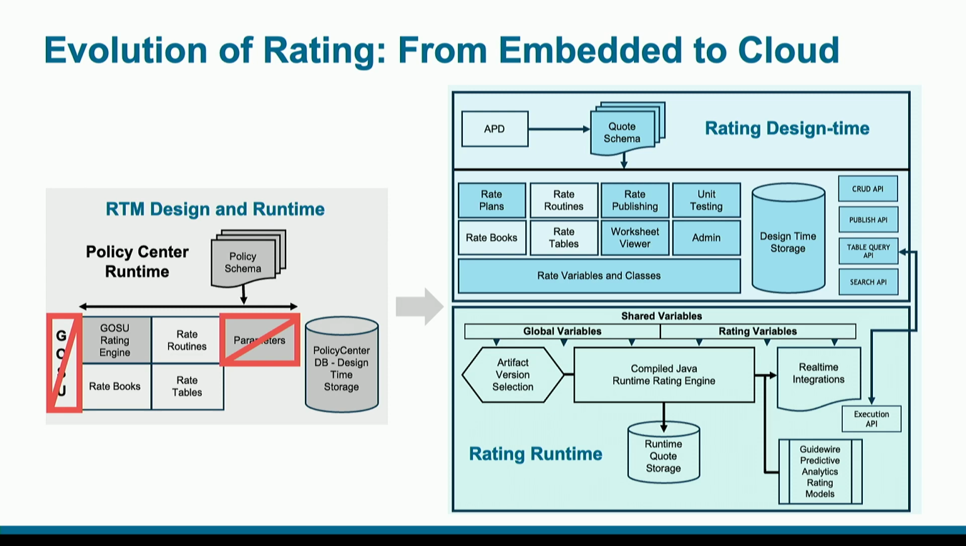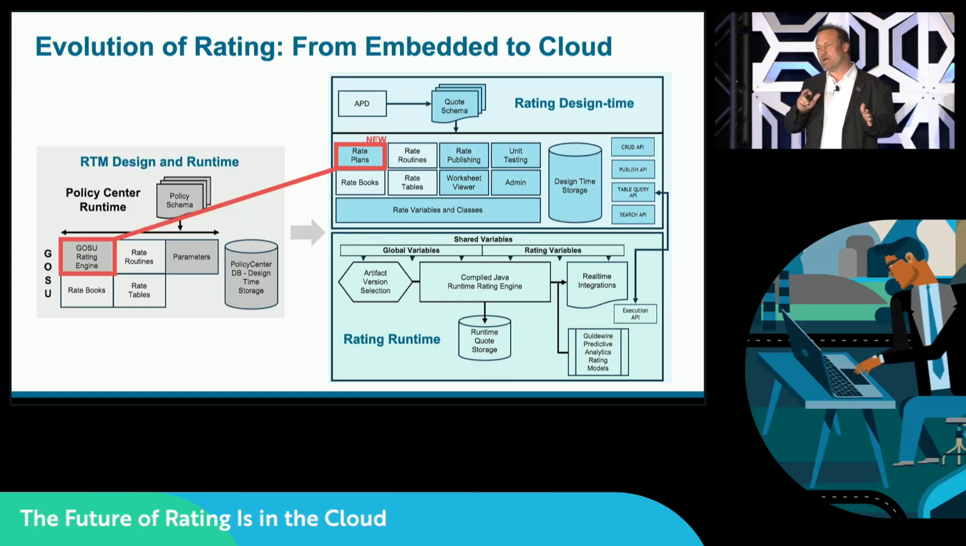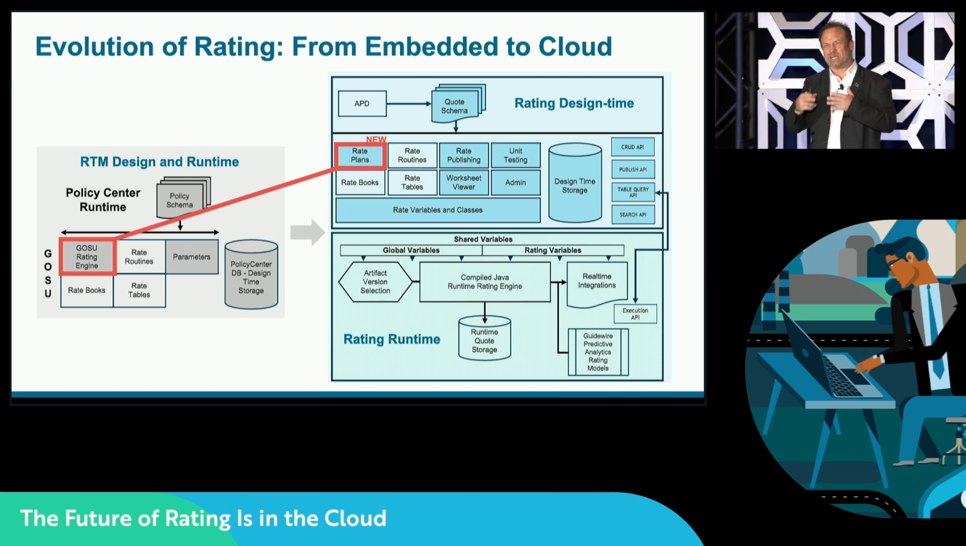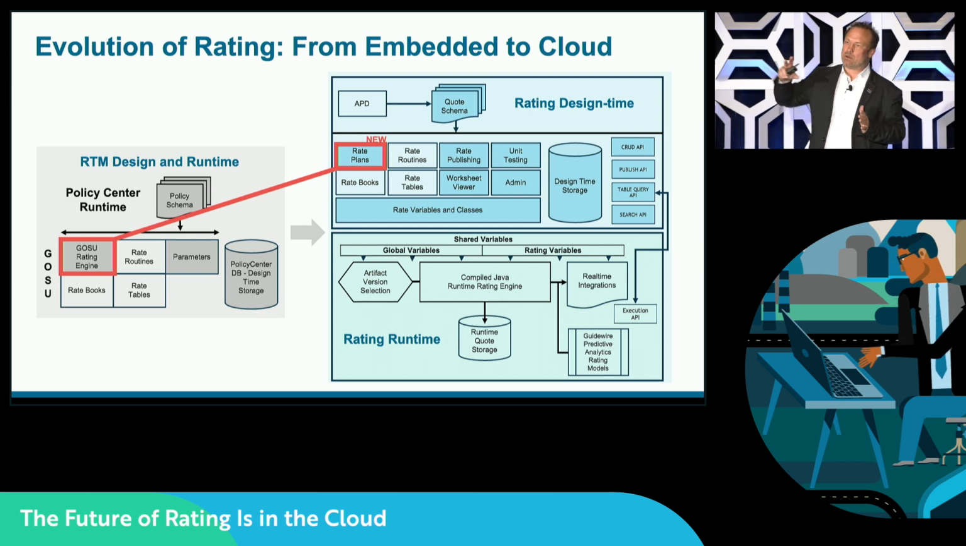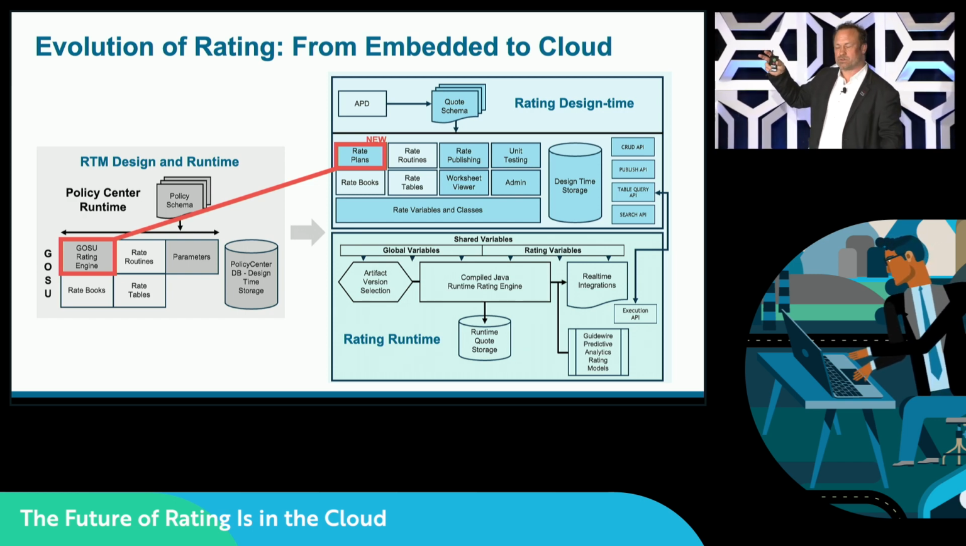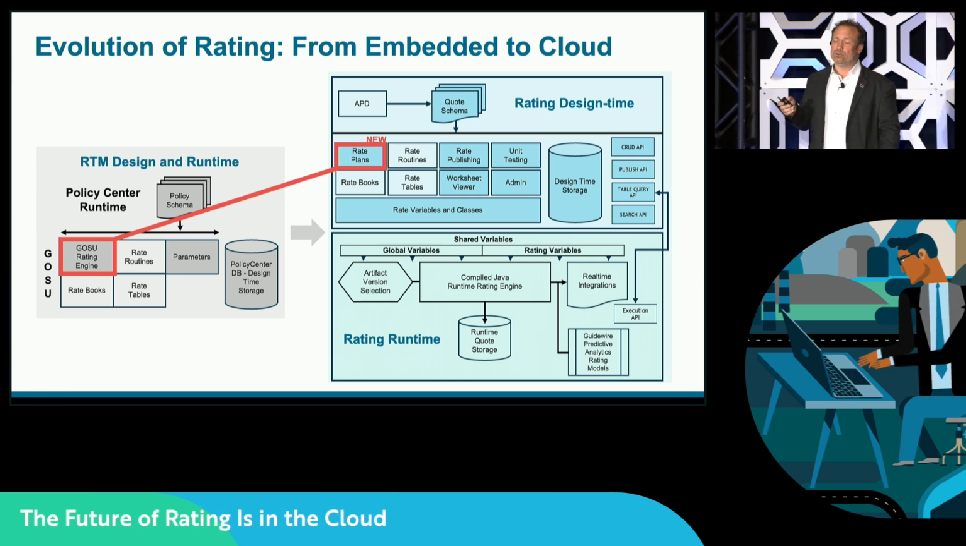We're also getting rid of the concept of parameters, and they're merging in, for those of you that know about those. The first component that I wanted to talk about is this new component, rate plans. We'll talk about it in a little more detail in a bit, but rate plans are going to replace the GOSU rating engine. So in RTM, you would write your rates, and you would do complex logic like capping and cupping and whatnot in GOSU. And then that would tie into some other components, into your rate books and your rate routines and whatnot. In the new world, we've gotten rid of that.